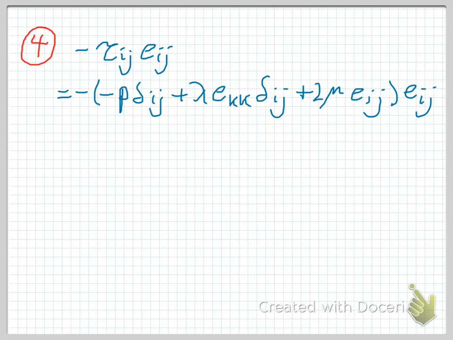And how about term 4? Term 4 is negative tau e, so minus the stress times the strain. Now we're going to make an assumption. Let's assume that we have a Newtonian fluid. Then we can substitute the Newtonian expression for the stress into here.